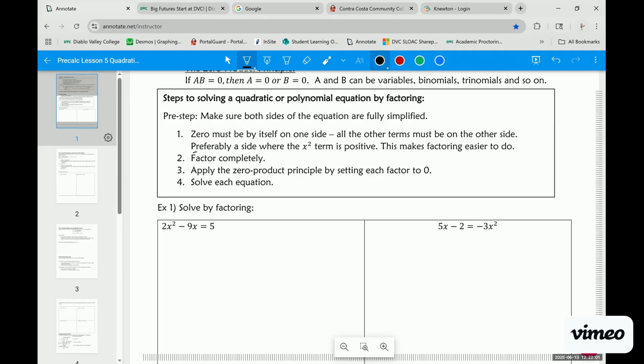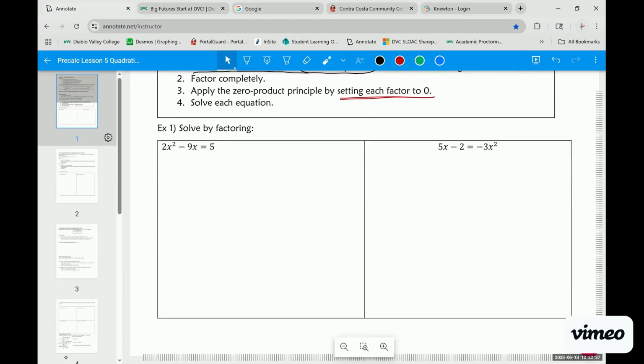In terms of factoring, we generally want the x squared term to be positive. This just makes factoring easier. Once you've gotten 0 on one side and everything else on the other side, you're going to factor your equation completely. Factor out a GCF, etc. Then we'll apply the zero product principle. We basically just set each factor equal to 0, since the two or three of them multiplied together equals 0, and then we solve. Not too difficult as long as factoring has gone okay for you.